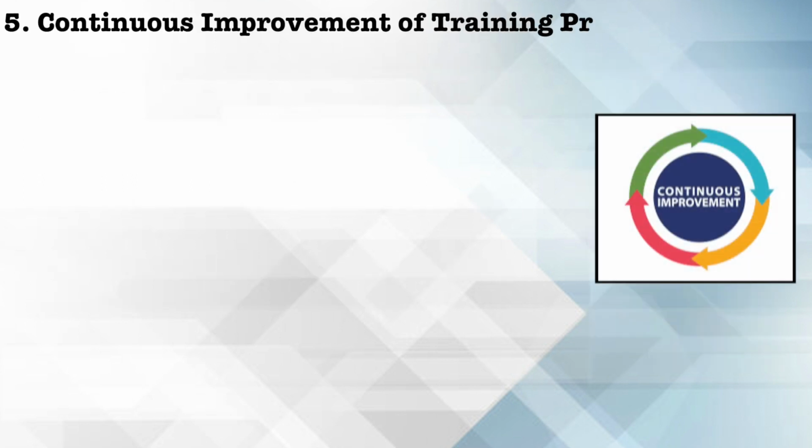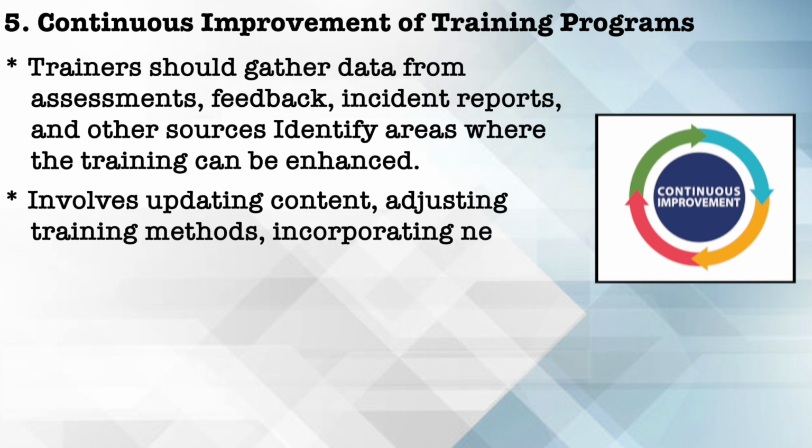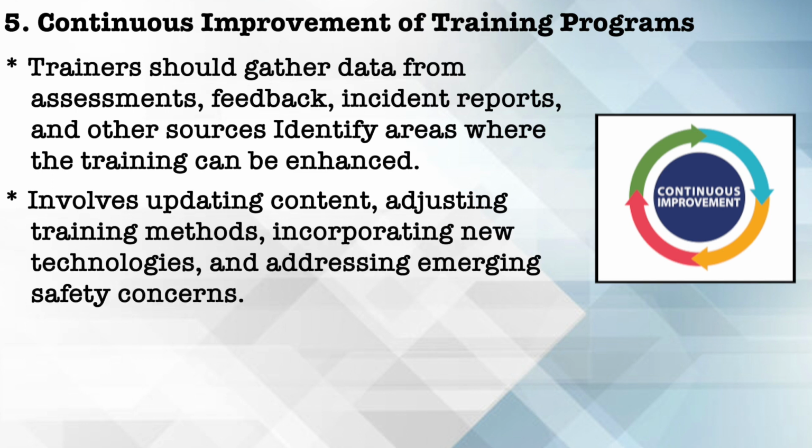Next one is continuous improvement of training programs. It means regularly evaluating and improving training programs is essential for maintaining their effectiveness. Trainers should gather data from the assessments, feedback, incident reports, and other sources to identify areas where the training can be enhanced. Continuous improvement might involve updating content, adjusting training methods, incorporating new technologies, and addressing emerging safety concerns.